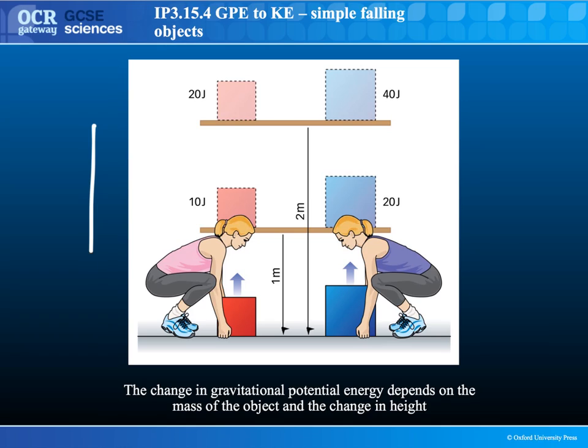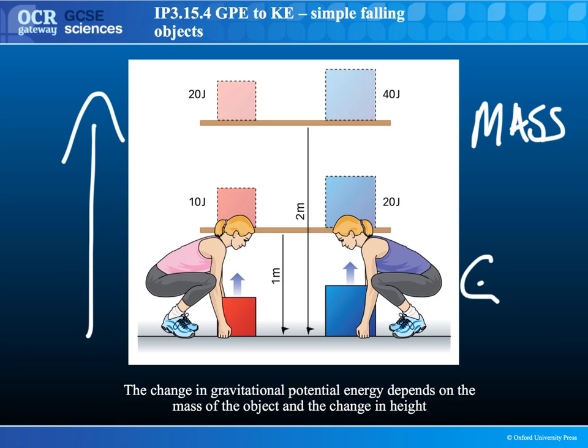Right, firstly, the amount of gravitational potential energy that an object has depends on two things. It depends on the height above the ground, and it also depends on the mass of the object that's being moved. The heavier the object and the higher the object, the more potential energy it has. Gravitational potential energy is the amount of potential to do work that something has when it's higher up.